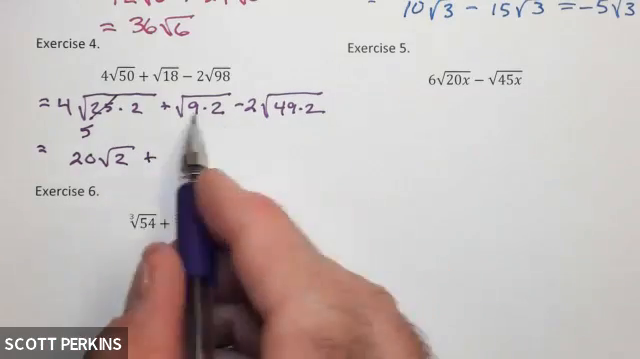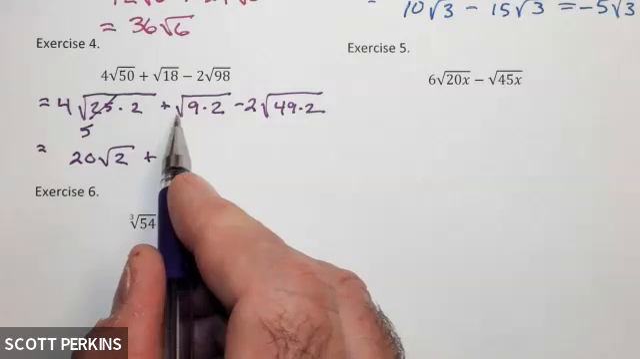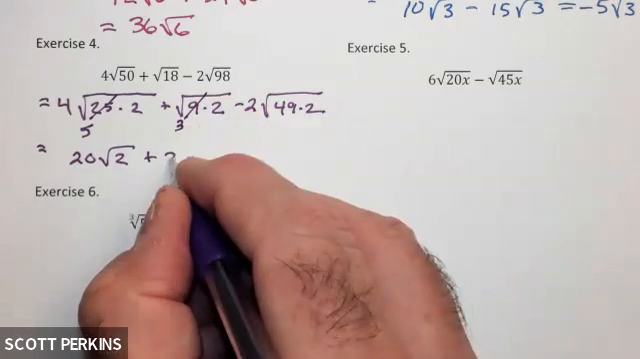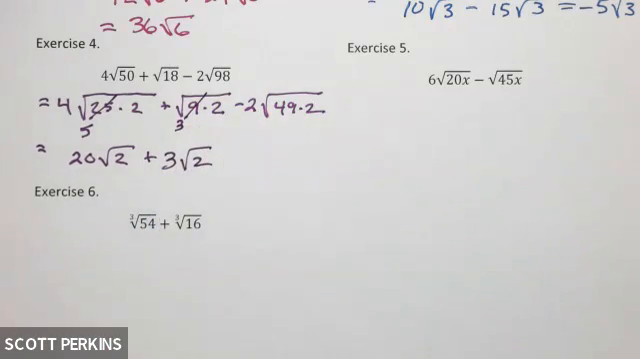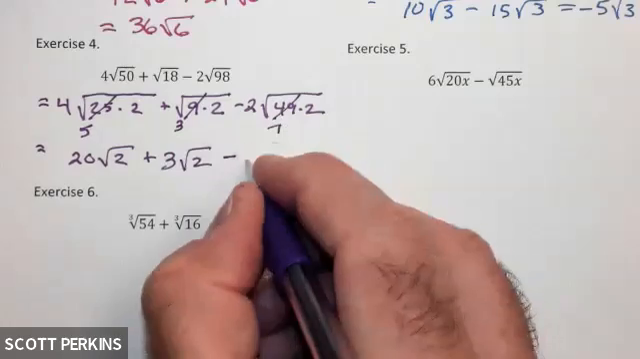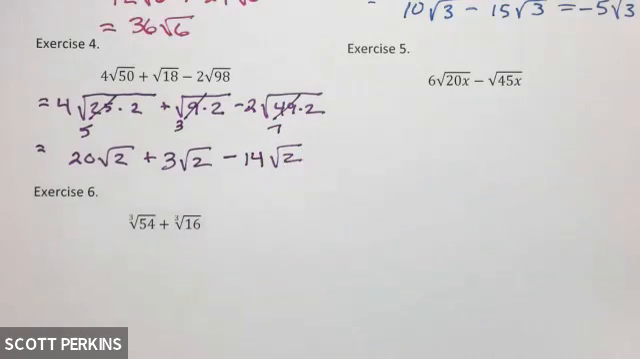Plus, there was no coefficient. There was a coefficient of 1, but no number in front of this one. So square root of 9 is 3. So I have 3 square root of 2. And then minus, square root of 49 is 7. So 2 times 7 is 14 square root of 2.